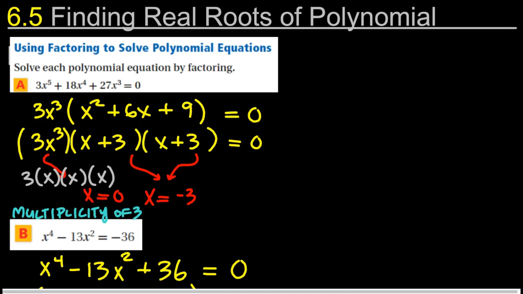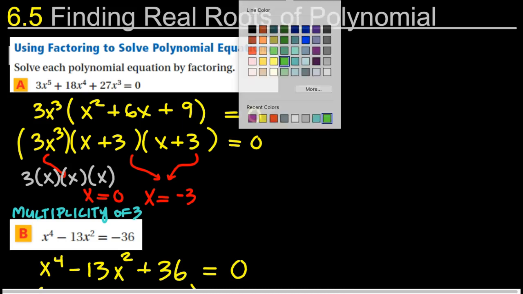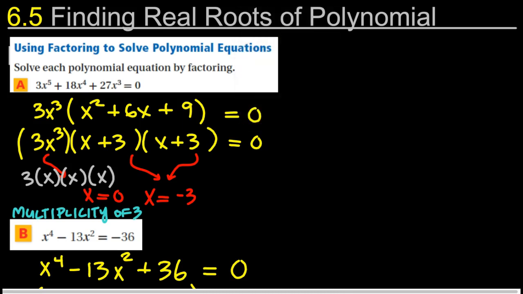And negative 3 has a multiplicity of, it shows up x plus 3, x plus 3. So this has a multiplicity of 2. All right, so if the root's repeated, you'd say it has a multiplicity of however many times it was repeated. Okay, so what's the point of all that?